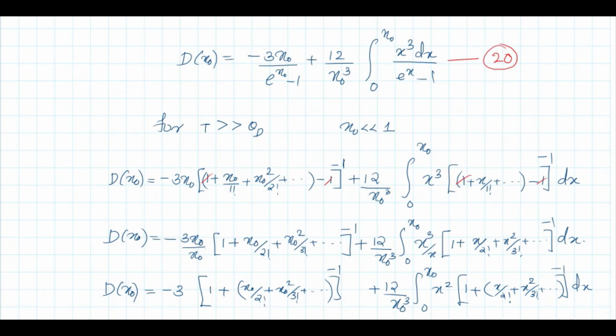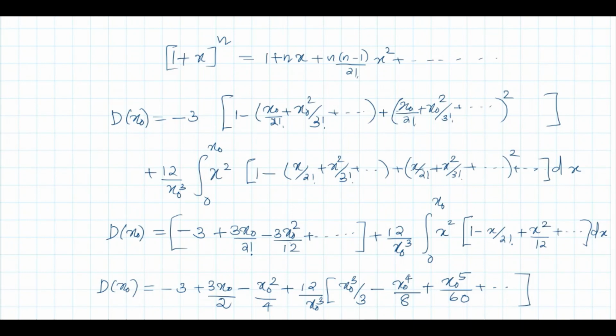The whole raised to minus 1, plus 12 by x naught cube, integral 0 to x naught. Again you can take an x outside, but it will be 1 by x outside because there is a negative 1. So x cube by x, 1 plus x by 2 factorial plus x square by 3 factorial plus etc., the whole raised to minus 1. Okay, D of x naught equal to, this x naught and x naught will cancel, minus 3. This I can write as 1 plus a quantity, the whole raised to minus 1, plus 12 by x naught cube, integral 0 to x naught, x cube by x is x square. Again here you can write it as 1 plus a quantity, the whole raised to minus 1 dx.